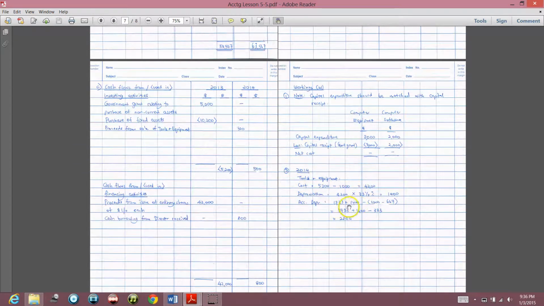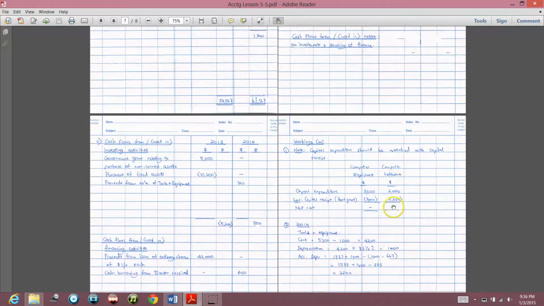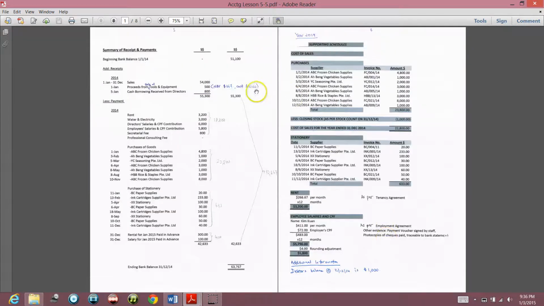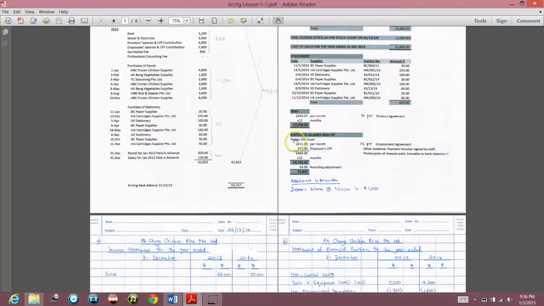And then the accumulated depreciation. Last year the depreciation is 1,733, plus this year's depreciation of 1,004. Then I must minus out the accumulated depreciation for that asset that was sold, the tools and equipment that was sold. What is the depreciation for the asset that was sold? You see, the cost is 1,000, the net book value is 667. So the depreciation will be 1,000 minus 667.